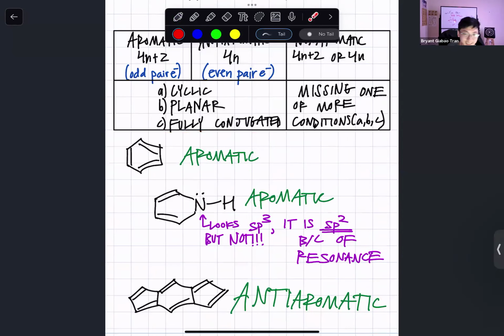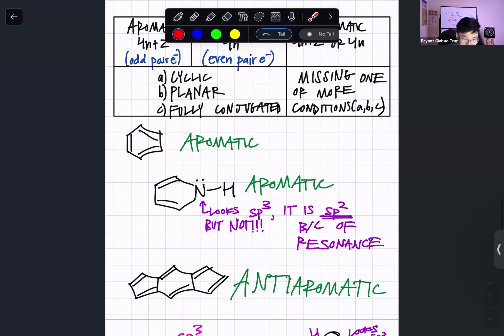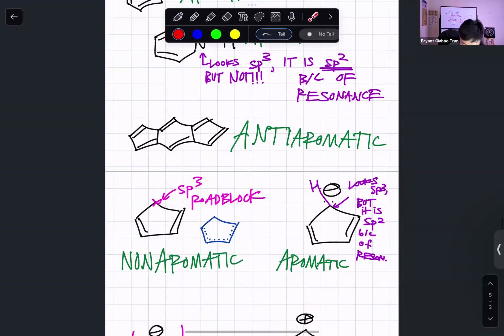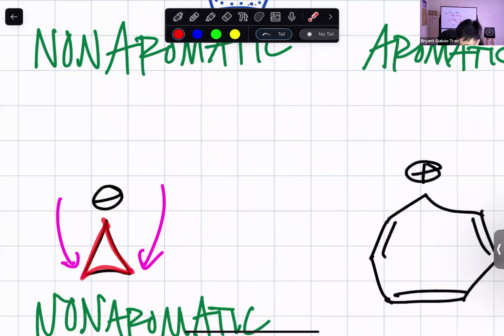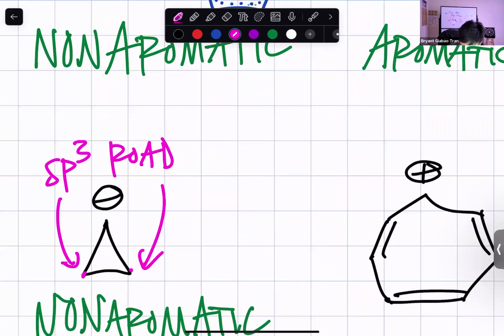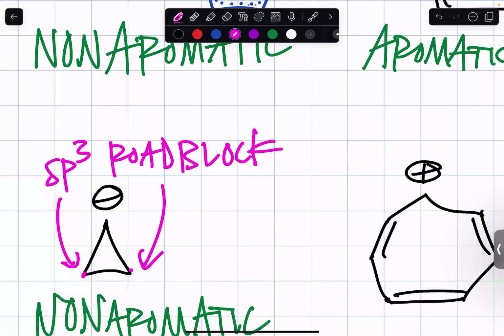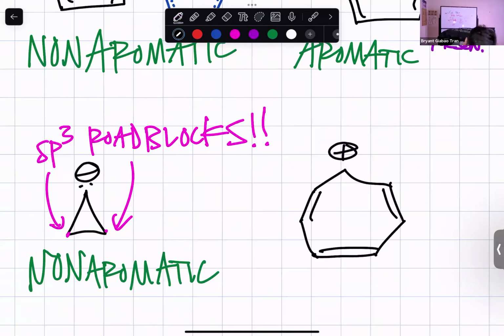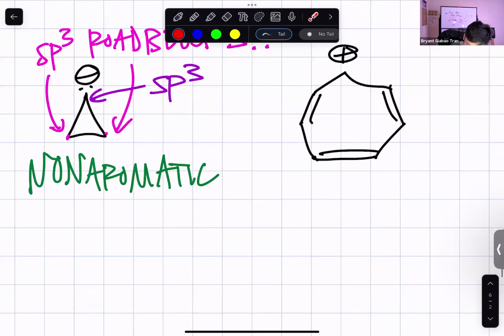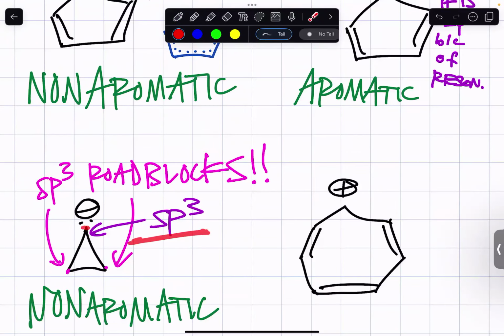Yeah, it's cyclic, but it's not fully conjugated. So this is non-aromatic. It is cyclic, but because it's not fully conjugated due to these sp3 roadblocks, it's non-aromatic. You got it. There is a pair of electrons up here, but that pair of electrons is stuck. It can't do resonance. So this carbon here would be sp3 as well, right? Since that pair of electrons can't do resonance.